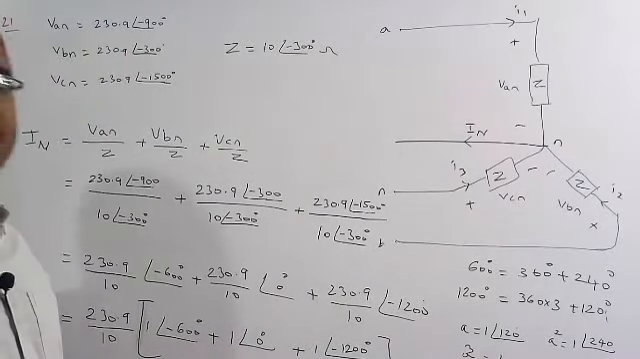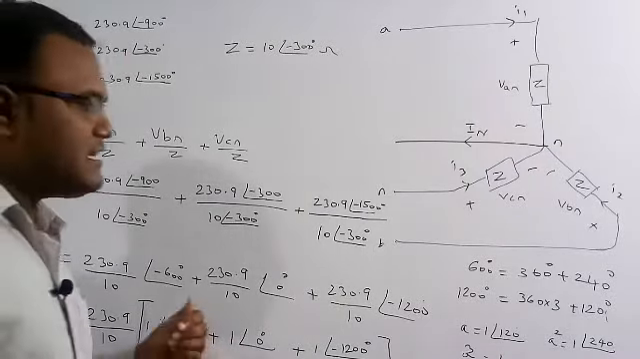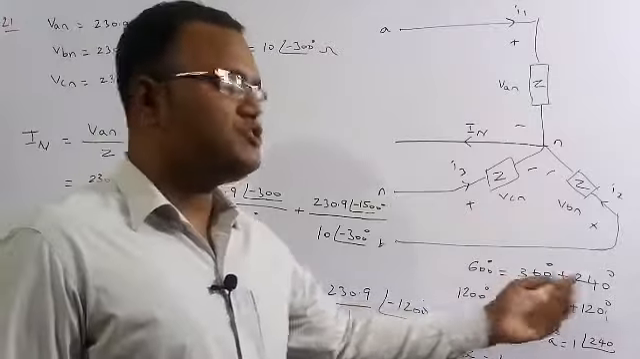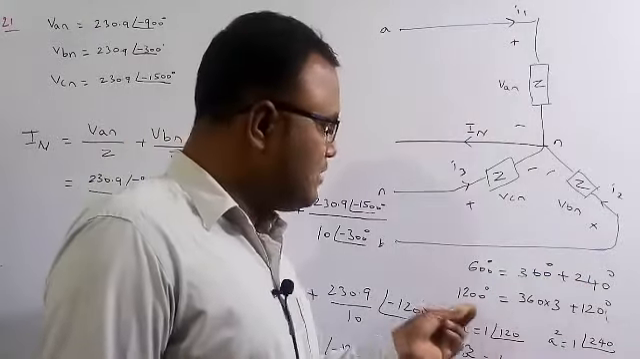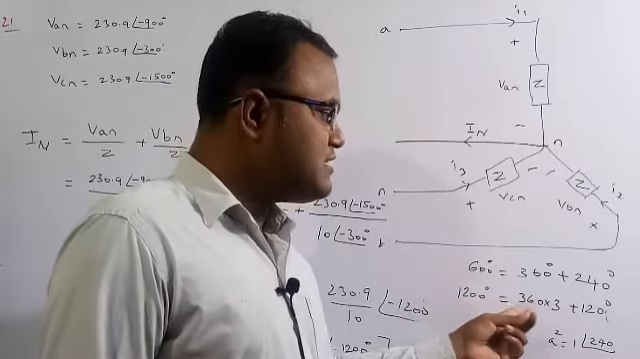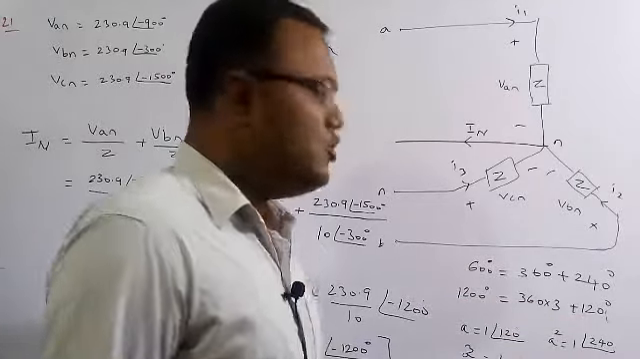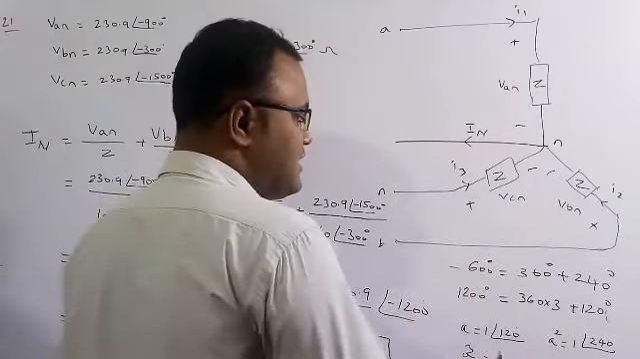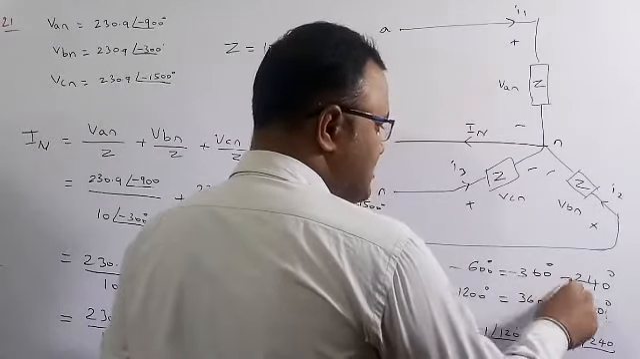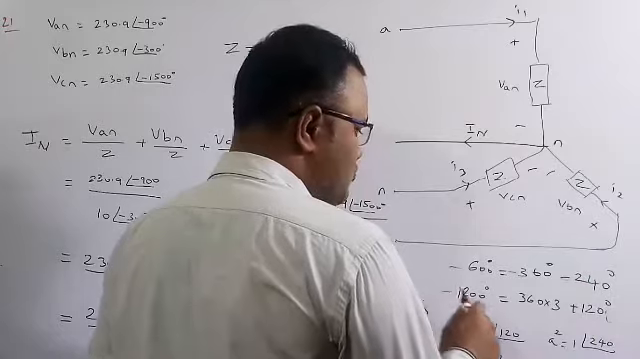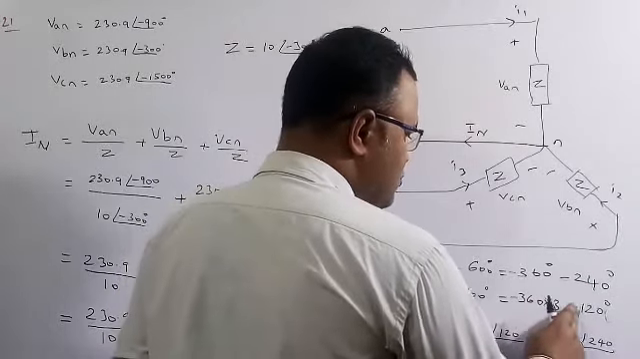So what I am going to do is convert the 600 degree in terms of 360 plus 240. So therefore 600 is nothing but 240 degree, and similarly 1200 degree is nothing but 360 into 3 plus 120. So if you want minus 600, then you need to keep the minus here. So minus 600 is nothing but minus 240, and minus 1200 is nothing but minus 120.